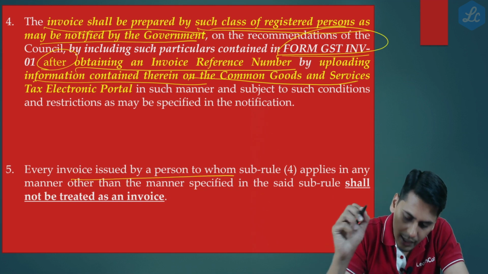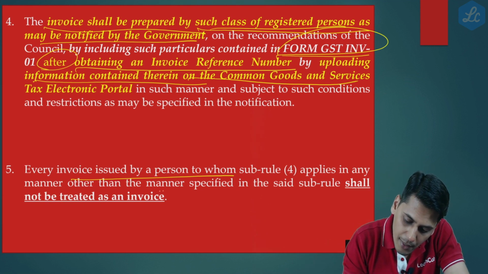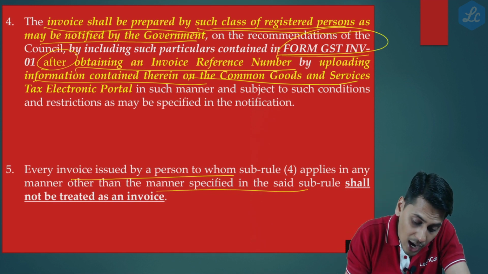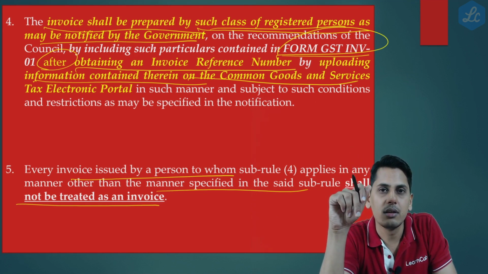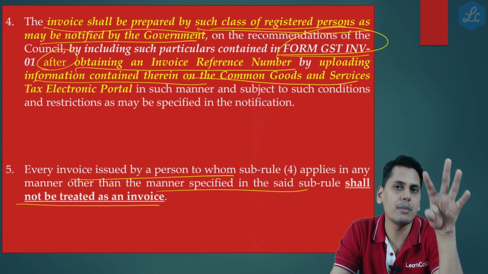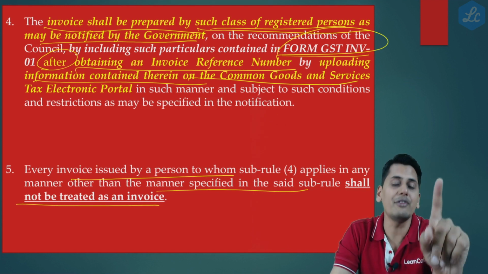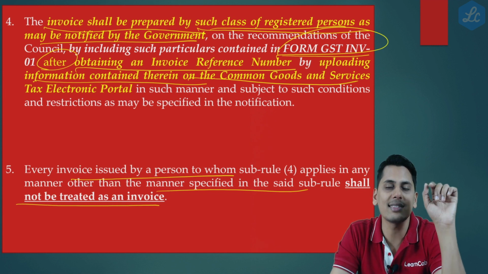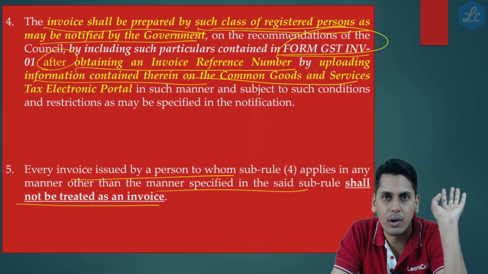Every invoice issued by a person to whom sub rule 4 applies in any manner other than the manner specified in the said sub rule, which means you are not complying with the rule, shall not be treated as an invoice. Such a harsh provision. Friends, we have prepared an invoice. Everything is there: GST number of the supplier, recipient, invoice number, invoice date. You are a person who is notified for the purpose of 48 sub rule 4, but you did not obtain an invoice reference number from the common portal. Your invoice is not a valid invoice.